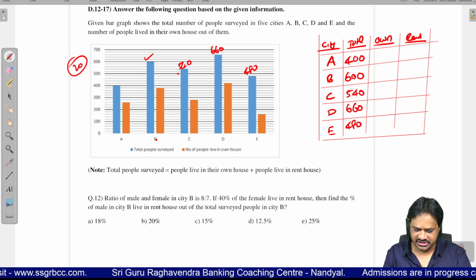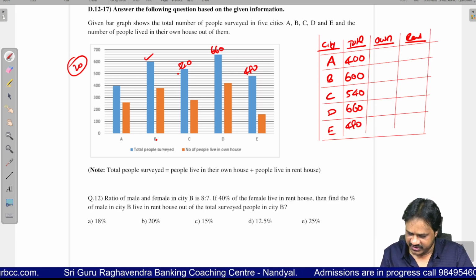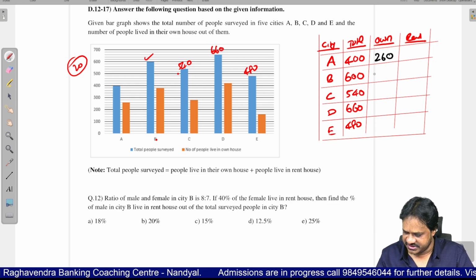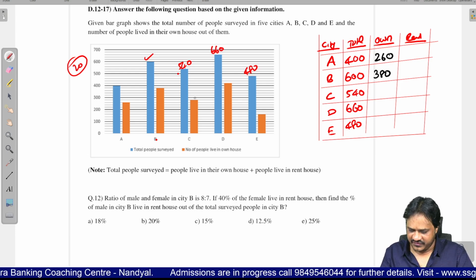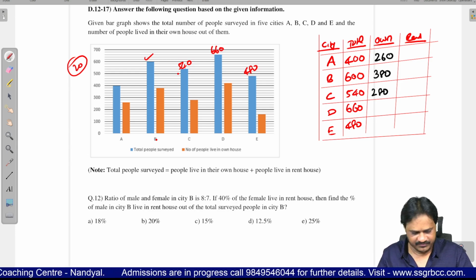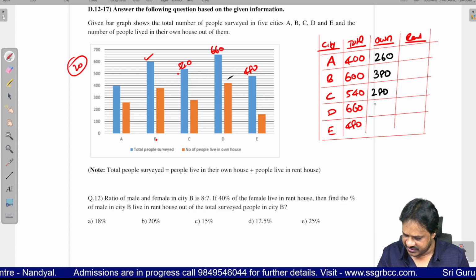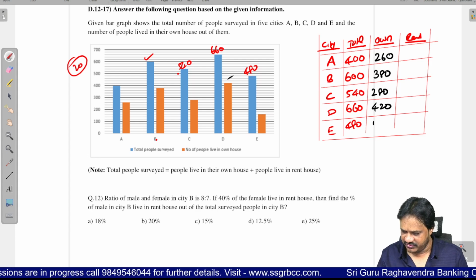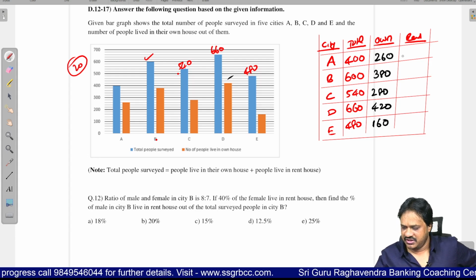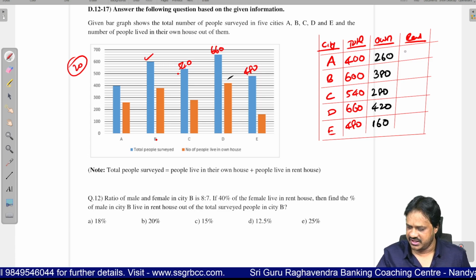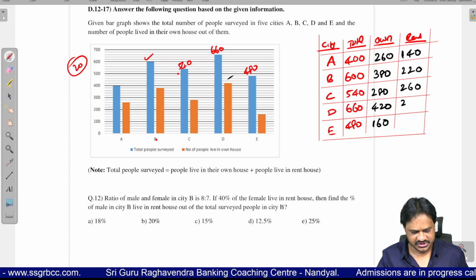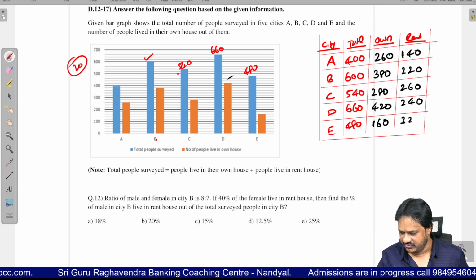Now own house, this orange color represents the own house. We are having 260. First one for A it is 260. For B it is 380. For C if you see it is 280. For D it is 420. For E it is two lines below 200, that means 160. Now if you do the subtraction, we will get the rented house. So it is 140, it is 220, it is 260, this is 240 and this is 320.